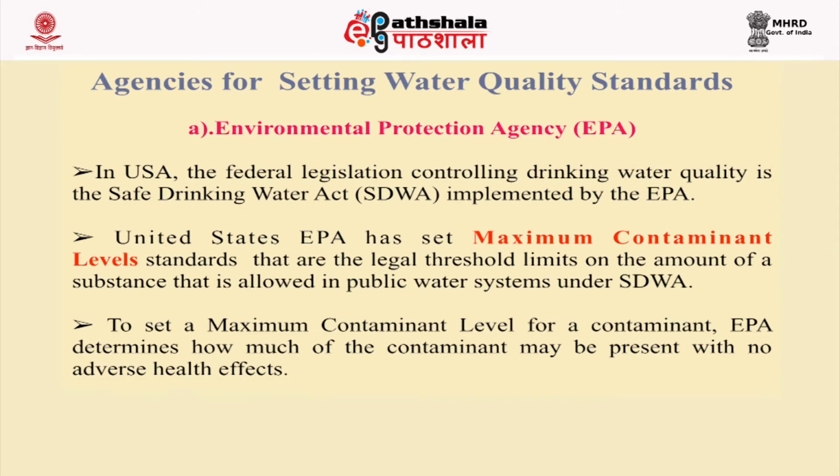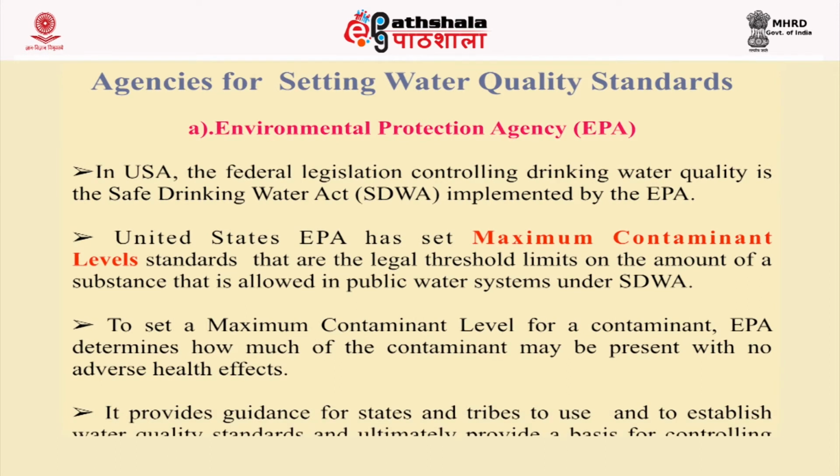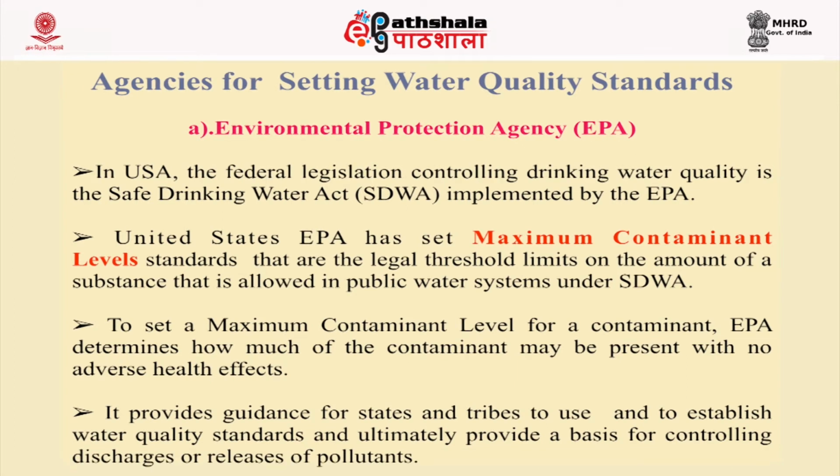To set a maximum contaminant level for a contaminant, EPA determines how much of the contaminant may be present with no adverse health effects. It provides guidance for states and tribes to use and to establish water quality standards, and ultimately provides a basis for controlling discharges or releases of pollutants.